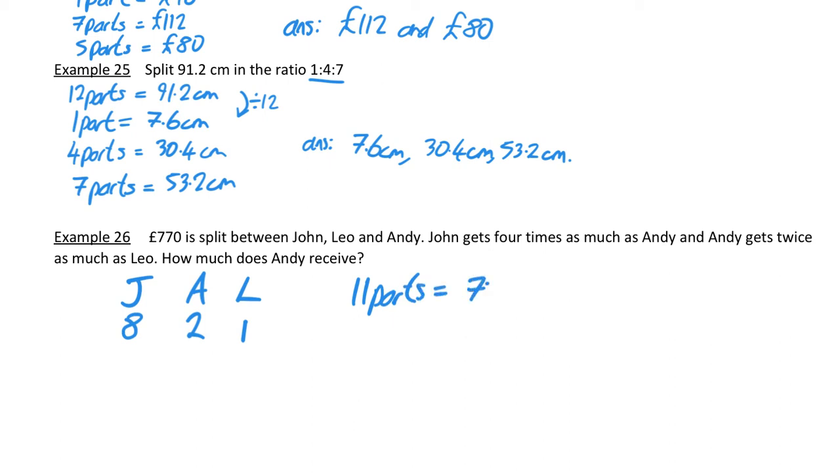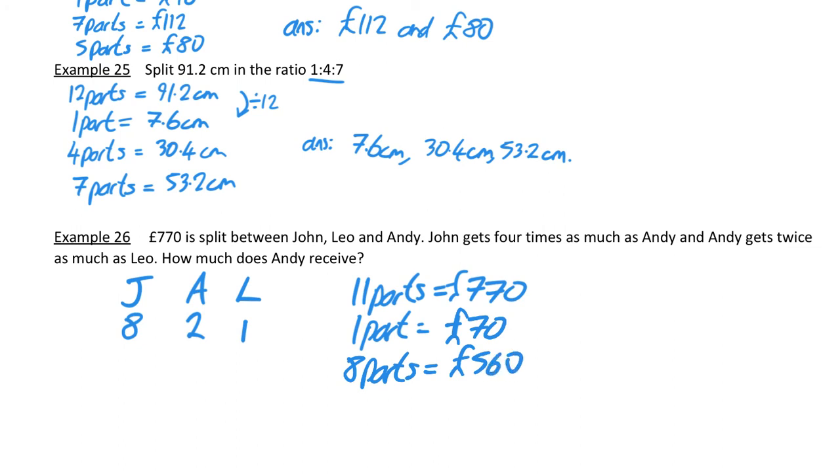is equal to £770, which means you can find one part. So divide by 11, you're going to have £70. And then you also need to find what 8 parts is. So 8 times the 70 is going to be 560. You also need to find 2 parts. So 2 parts is going to be 2 times 70, which is going to be 140. Let's just check before we move on. 140 plus 560 is going to be 700 plus 70 gives you 770.